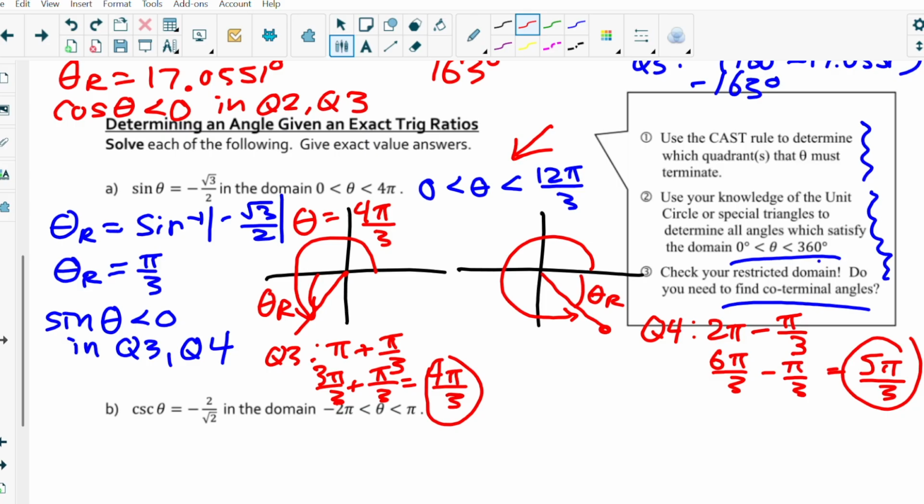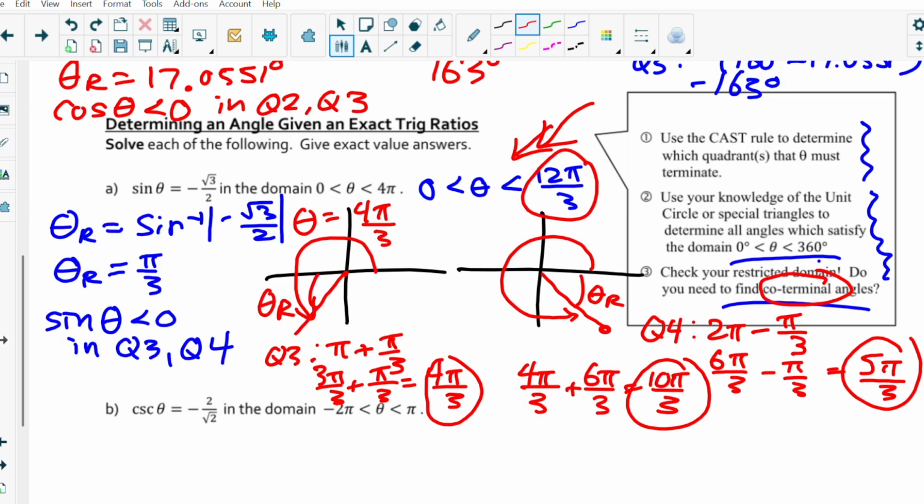Well, I need to find all my angles, right? This little part right here, find coterminal angles. Right now I have 4 pi over 3 and 5 pi over 3. Well, if I take 4 pi over 3 and add units of 2 pi, but let's make it easy, I'm going to say it's units of 6 pi over 3, because that's the same as 2 pi. That's 10 pi over 3. So there's another solution that falls within this domain, right? That's the maximum there. Okay, and then if I take 5 pi over 3 and add 6 pi over 3, I get 11 pi over 3. And that falls within my domain.